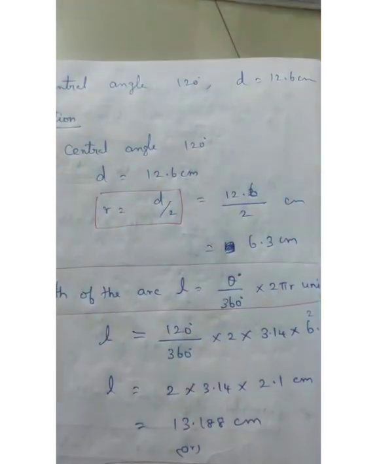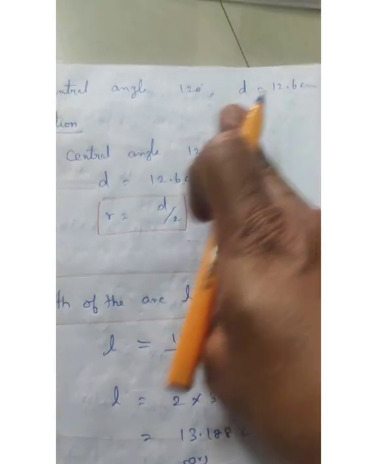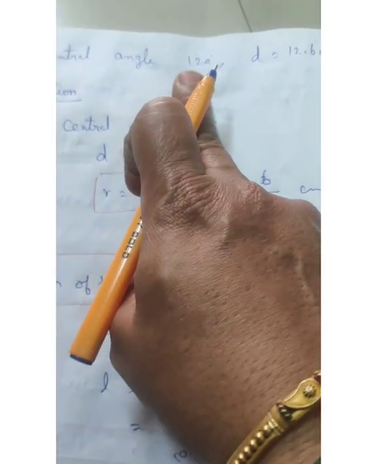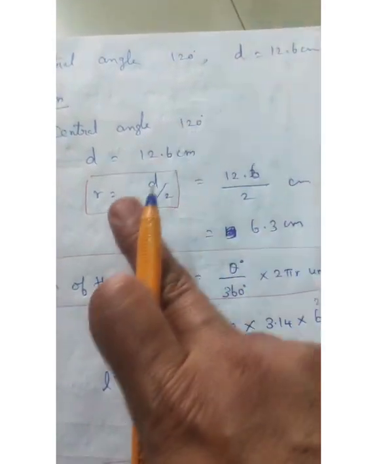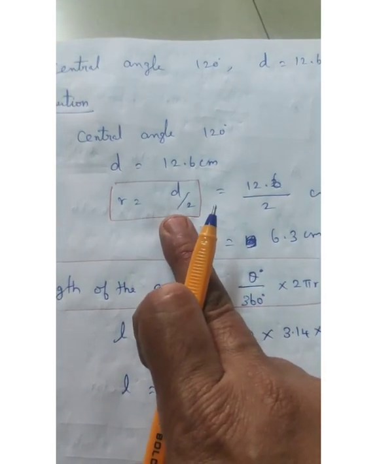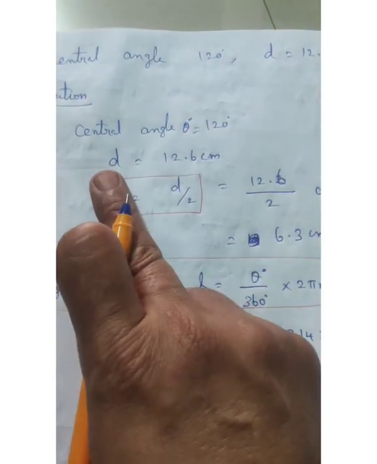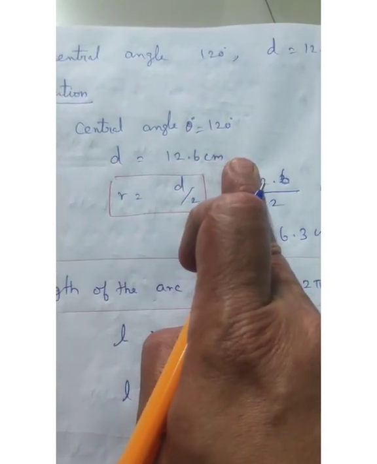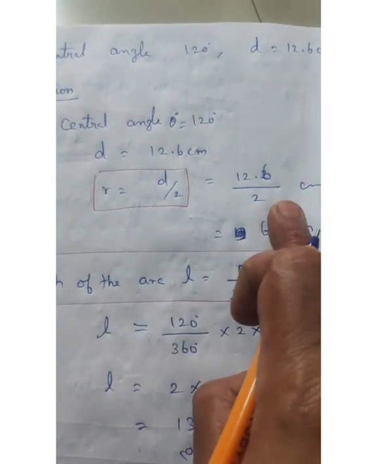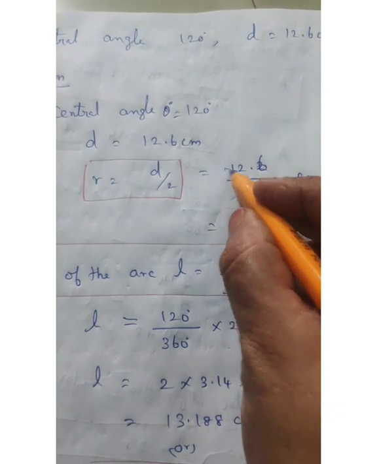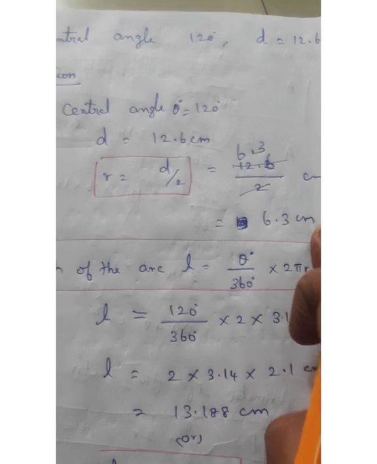The same method for the second sum also. In the first sum they are given the radius; here they are given the diameter. Central angle theta equal to 120 degree, D equal to 12.6 centimeter. So diameter change into the radius, formula R equal to D by 2. 12.6 divided by 2: 1 2 is 2, 6 2s are 12, 0.3 2s are 6, so 6.3 centimeter.